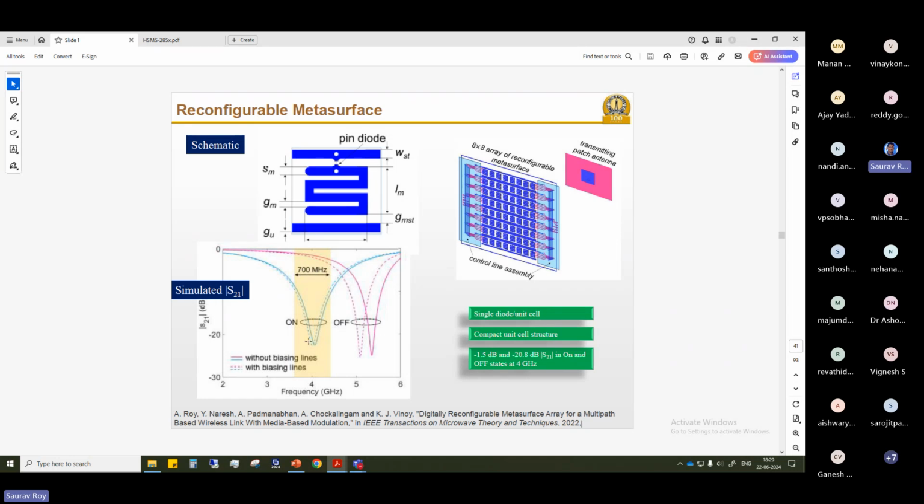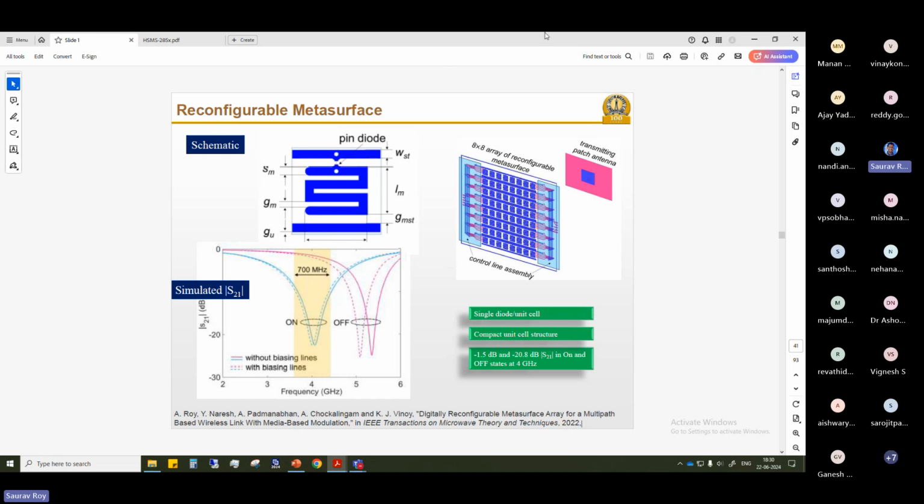It has quite a good amount of shift between the two defined conditions. One case, PIN diode on; another case, PIN diode off. By switching this, you can see that in one case the S21 is close to 0 dB, and in another case the S21 is close to minus 20 dB. That means the unit cell itself works like a switch. In one case, the signal passes almost completely; in another case, it almost blocks the signal.